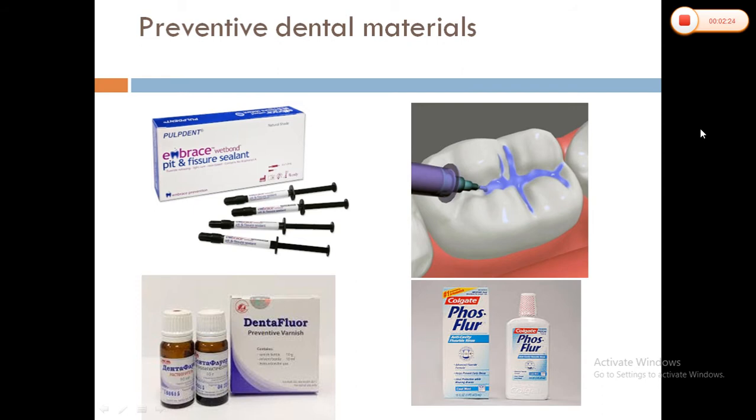So this is the picture showing various preventive dental materials. The first picture is showing pit and fissure sealants. The second one is a fluoride varnish, and the last one is a phosphate mouthwash, which helps in remineralization.